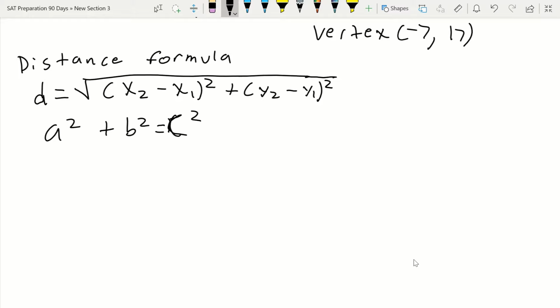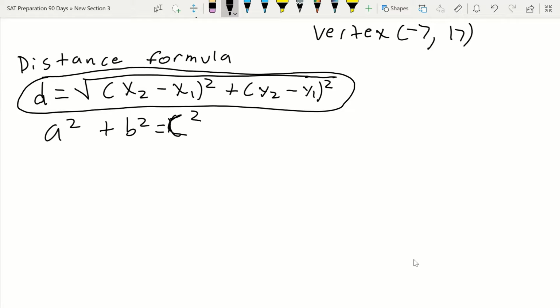And I could go ahead and derive that for you if we really wanted to, but you really just have to know our distance is going to equal the square root of our second x coordinate minus our first x coordinate squared plus the difference between our two y coordinates squared. So what's another way to write this more simply?